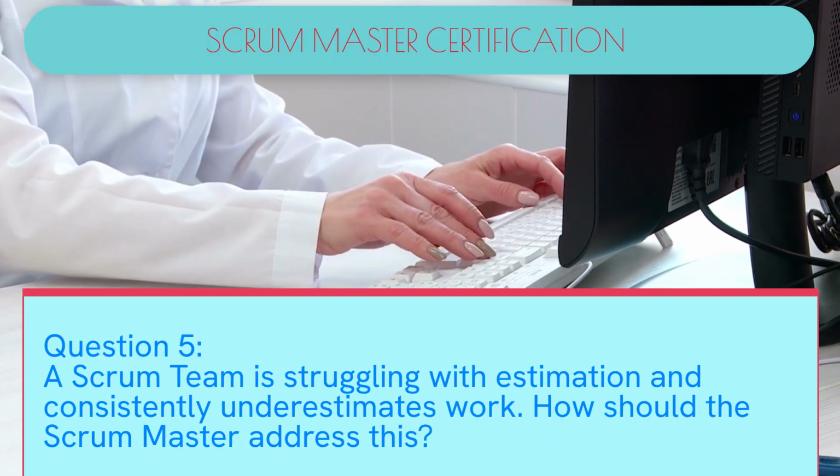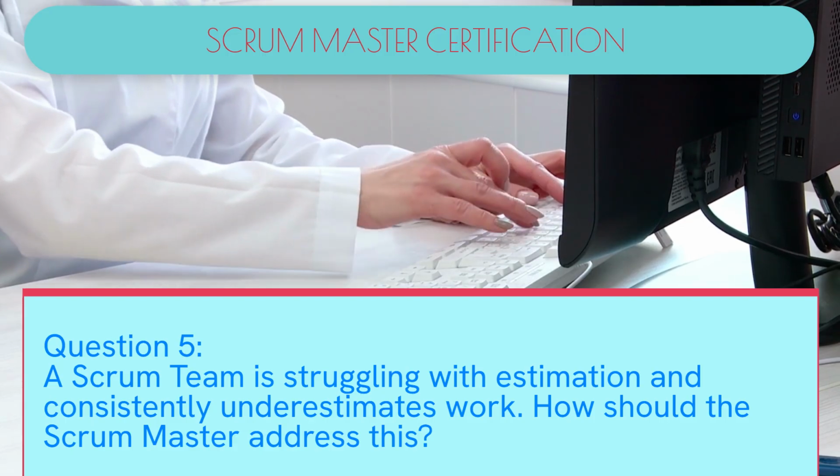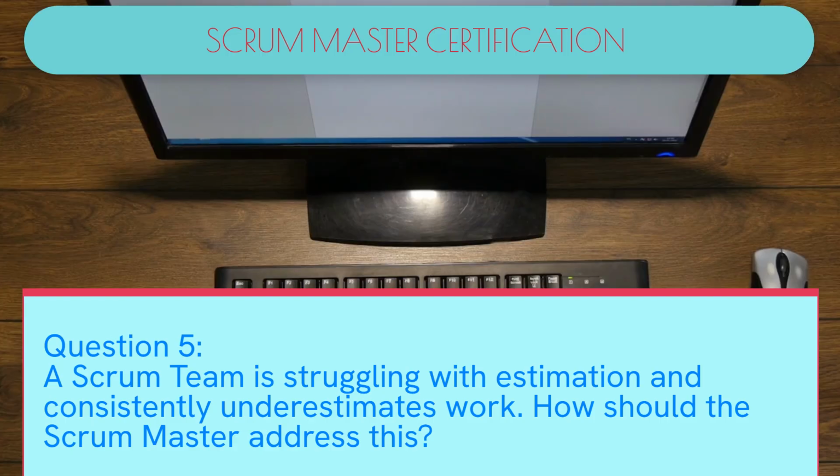Question 5. A Scrum team is struggling with estimation and consistently underestimates work. How should the Scrum Master address this? Answer. Introduce relative estimation techniques like planning poker and facilitate discussions on previous sprint performance to improve accuracy. Explanation. Effective estimation relies on historical data and team collaboration. The Scrum Master ensures the team understands estimation methods and continuously improves through inspection and adaptation.